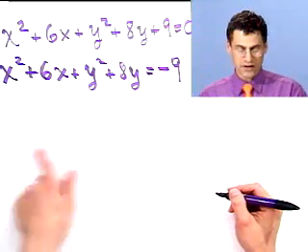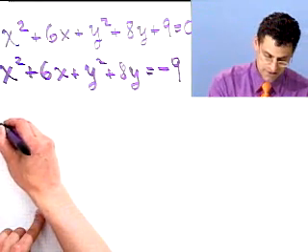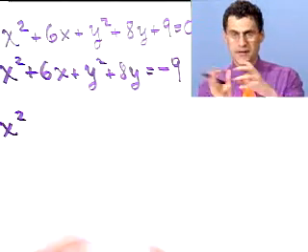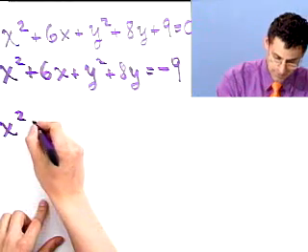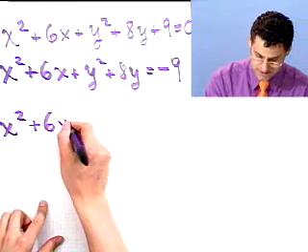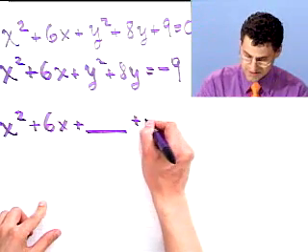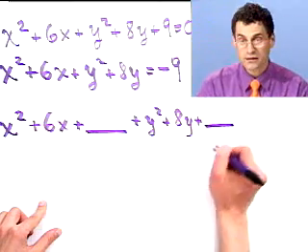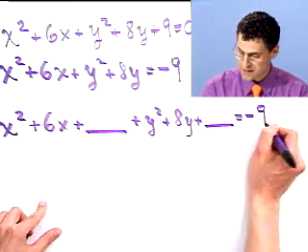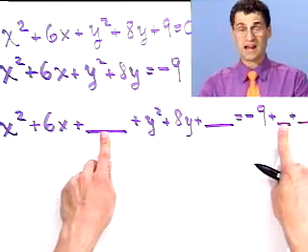Okay, now what I do is write the whole thing out again, but I'm going to put some spaces here. Remember what completing the square is all about. To complete a square, it means I have a piece of a square, and now I'm going to add something else to make it a perfect square. So I have x squared plus 6x plus blank, and then y squared plus 8y plus blank equals minus 9 plus blank plus blank. Because if I add something to this side, I have to add to this side, and similarly here.